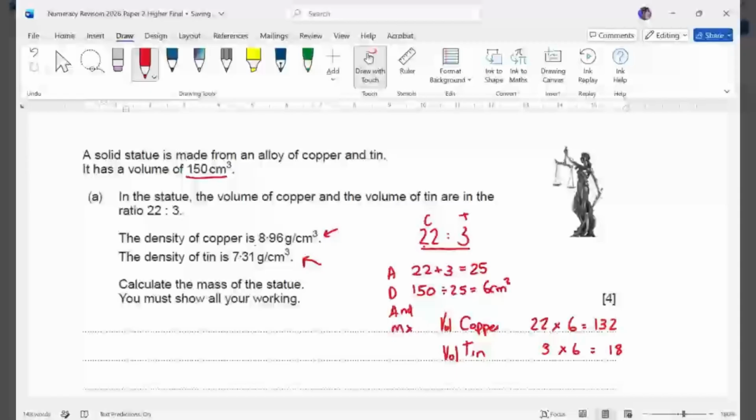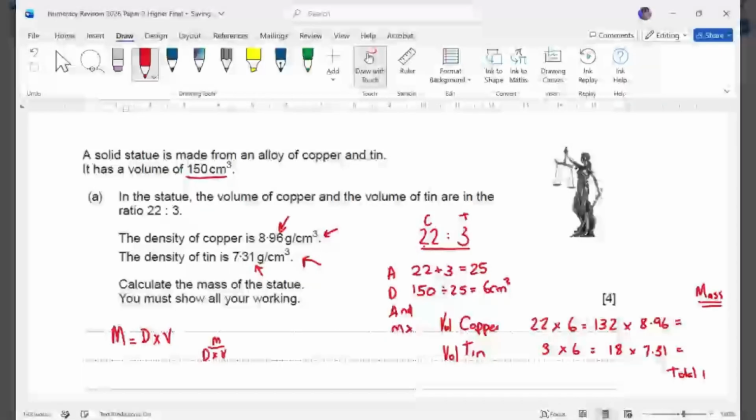We then have the density of copper and the density of tin, and we're trying to look at the mass. Again, mass, let me remind myself, density mass volume, okay, mass is density times volume. Right, so with the copper, we need to times that by a density of 8.96, which is here. And the tin, we times that by a density of 7.31 here. And we work out the mass of each one. And then we need the total mass by adding those together.